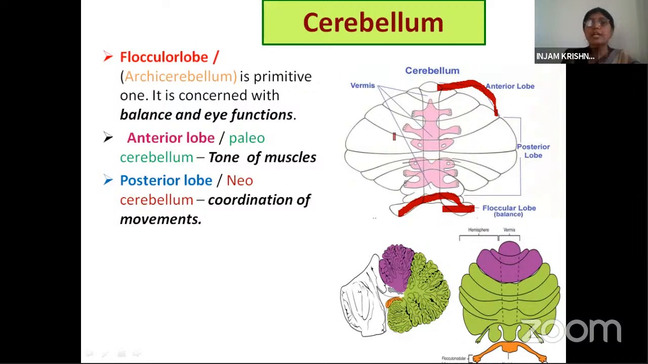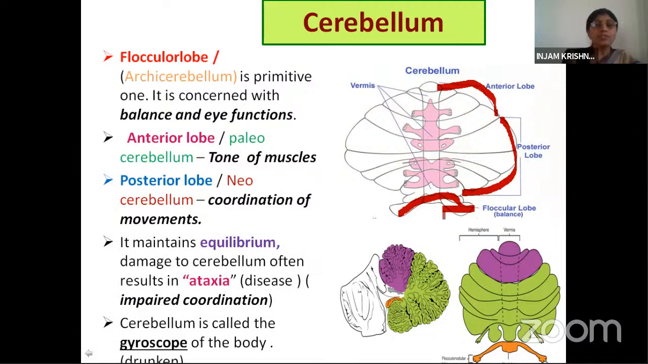Okay, next, the posterior lobe. This part is the posterior lobe. We call it the neocerebellum. What are the functions of the posterior lobe? Coordination of movements. This is the important function, isn't it? All the movements should be coordinated. That is controlled by the posterior lobe. And one more function is there. It maintains equilibrium. Overall, the cerebellum maintains the equilibrium. Okay, equilibrium means our posture should be balanced, isn't it?